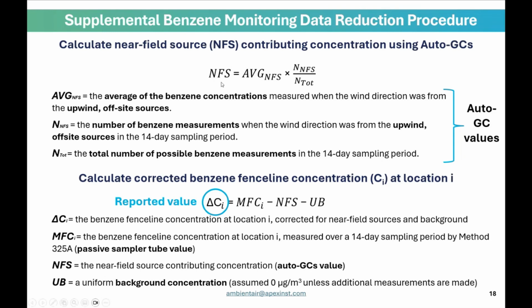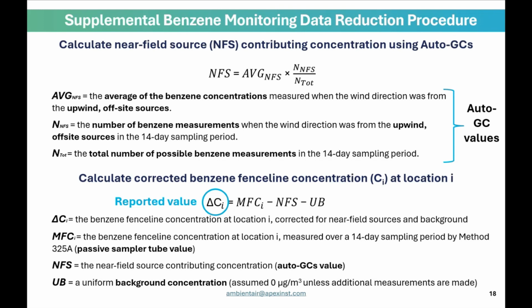So then the FS value is used in the next calculation, which is to calculate the corrected benzene fenceline concentration. So the near field source contributing concentration from the auto GCs and the uniform background benzene concentrations are subtracted from the benzene fenceline concentration, or the value obtained from the passive sampler tubes.